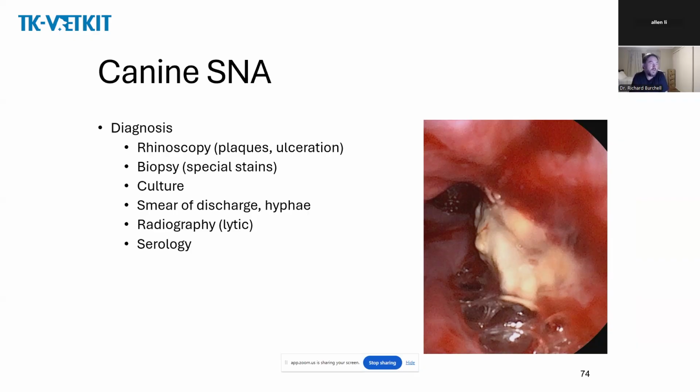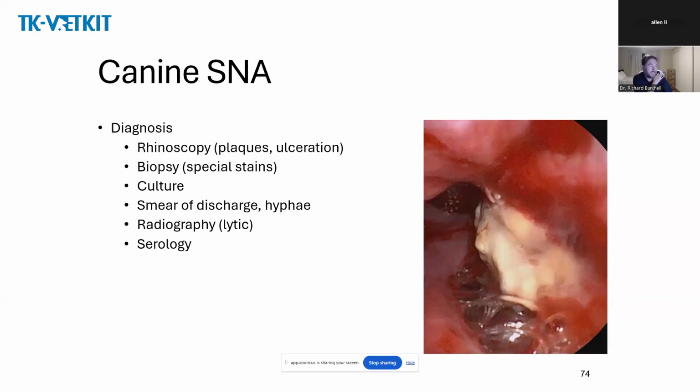Another way that we can sometimes diagnose it is if we take a biopsy and we can see fungal hyphae invading the tissue. It's important not to just culture nasal discharge, because you can find Aspergillus in the environment because they are ubiquitous. So just finding Aspergillus in a nasal discharge is not sufficient to confirm the diagnosis. You need to actually visualize the plaques, and you need tissue samples showing the fungi invading the nasal tissue.